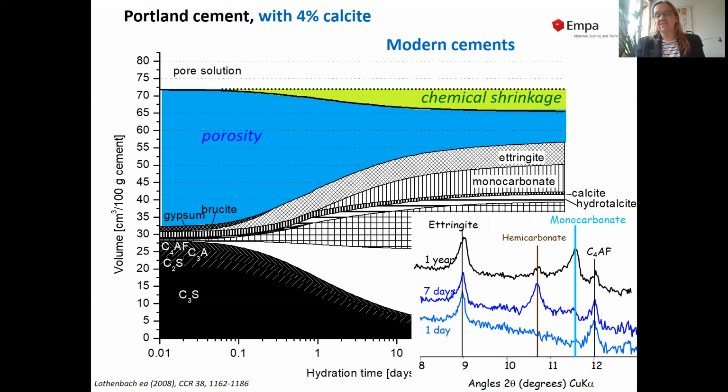And again, we can compare it to the experimental data. We can see here in the Portland cement containing limestone the presence of ettringite and the appearance actually of hemicarbonate, and at later ages of monocarbonate, in agreement with the thermodynamic modeling.